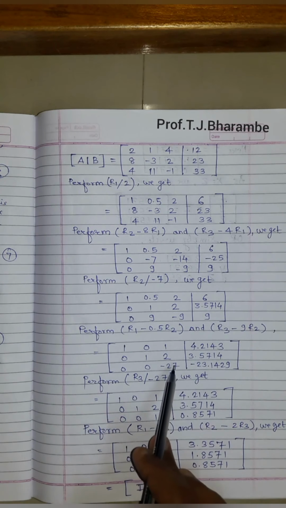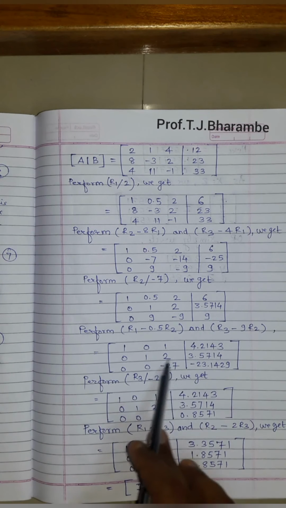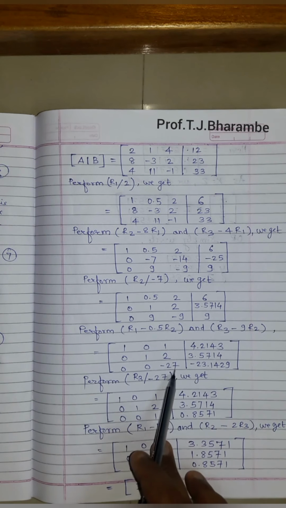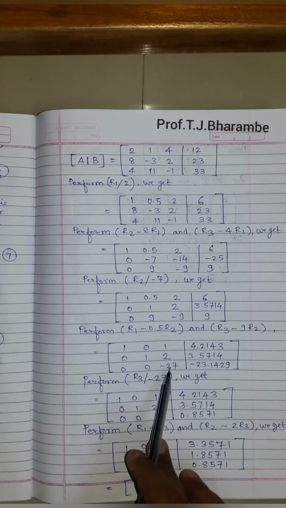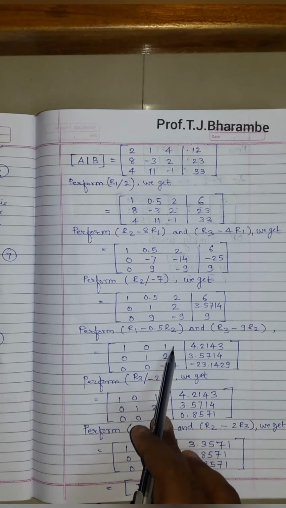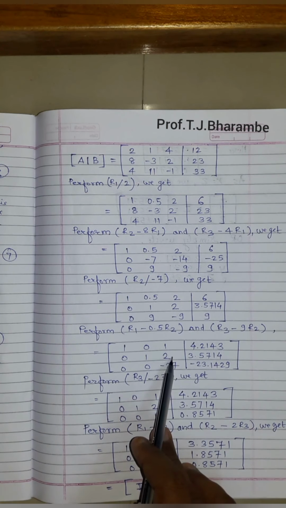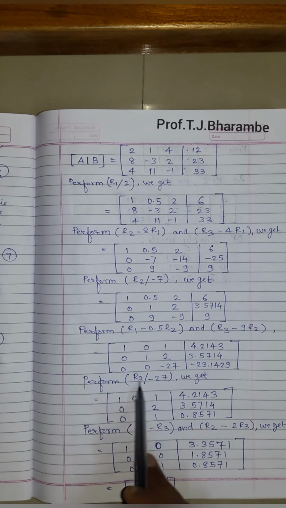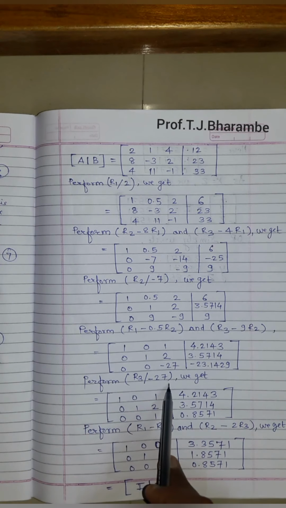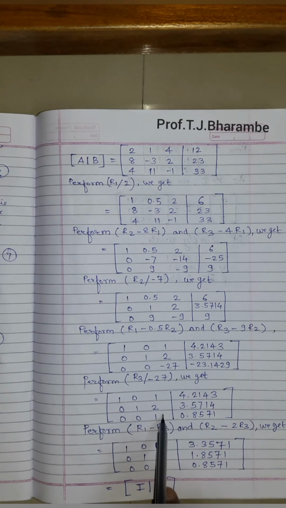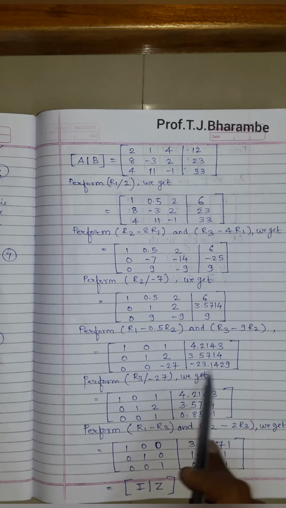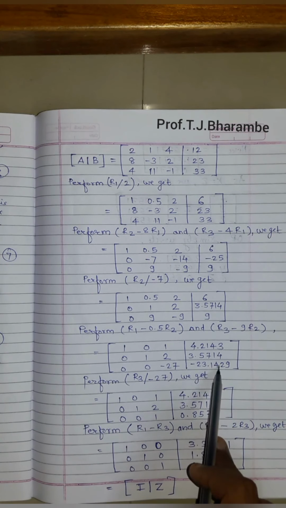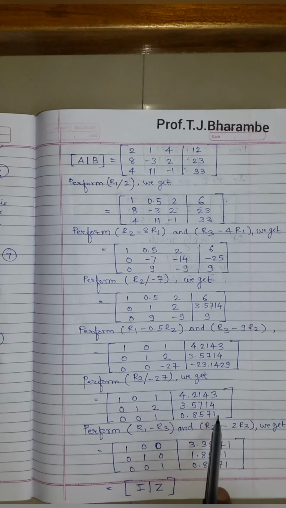So next step is, see here, we have to make this minus 27 into 1. This is the third diagonal element. We have to make this 1, and with the help of this, we have to make this 1 as 0, and we have to make this element 0. See here, we have applied R3 by minus 27, and we have got 1. We have divided this by minus 27. We have got here 0.8571.